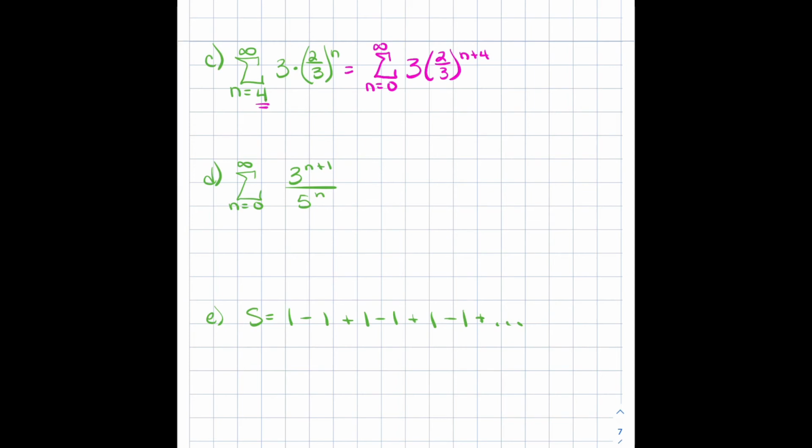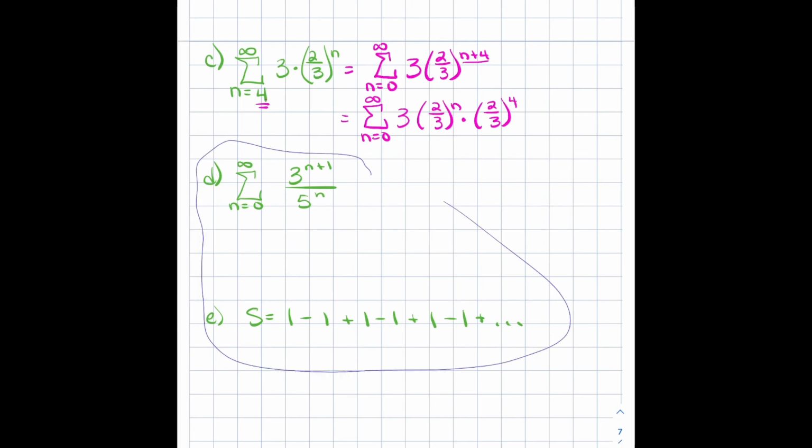That way, my first term will be the same. If I plug 4 in for n in the original, that's 3 times 2/3 to the 4th. If I plug 0 into my new one, 0 plus 4, it's still 3 times 2/3 to the 4th. So I just made a horizontal shift. But this still doesn't look geometric to me. We learned some properties of exponents where I can deal with this. I'm going to write this as 3 times 2/3 to the n times 2/3 to the 4th.